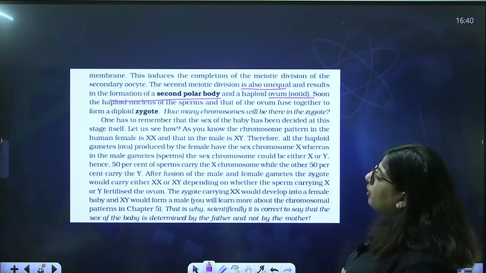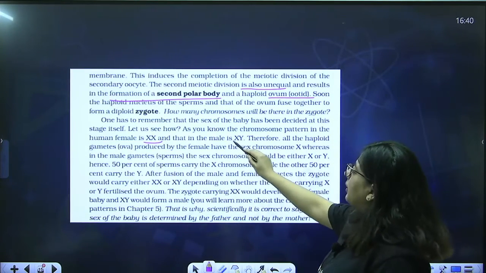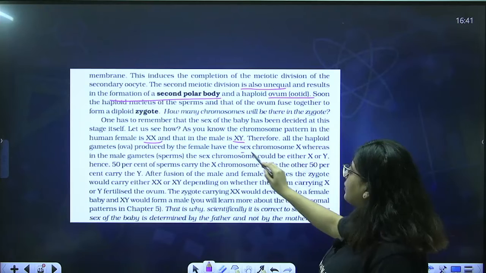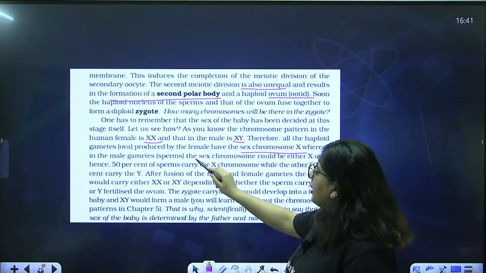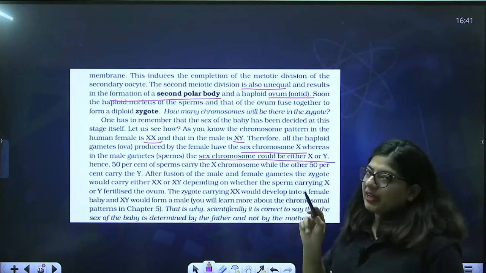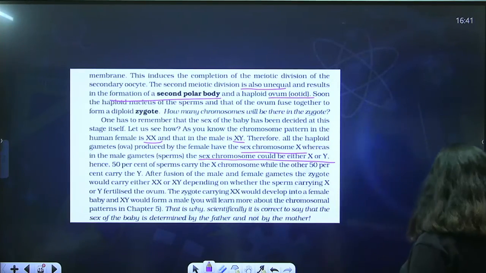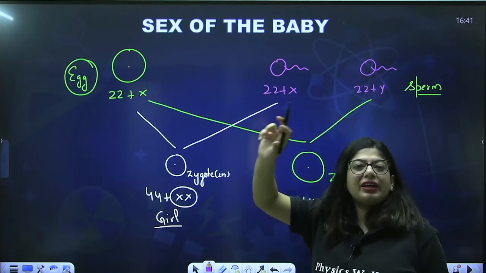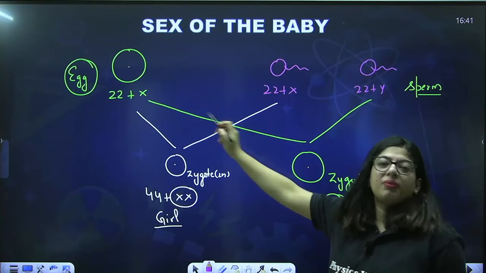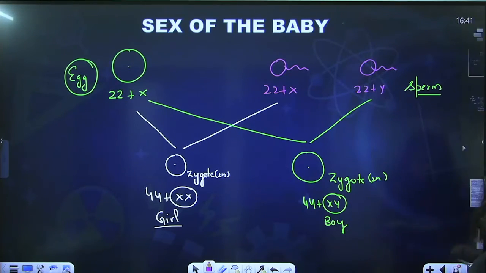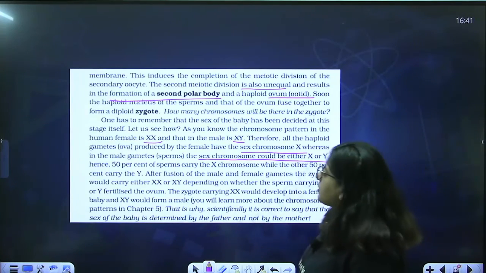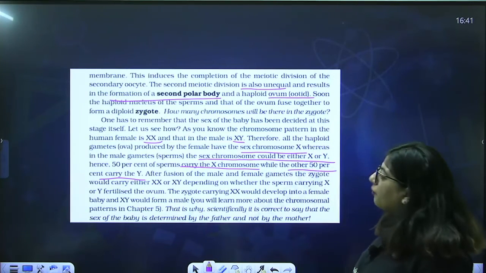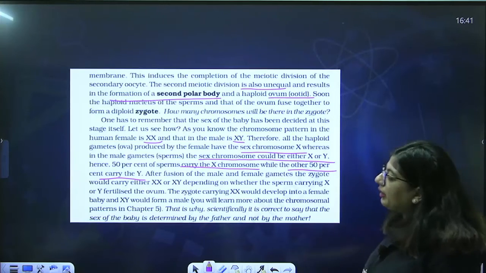As you know, the chromosome pattern in the human female is XX and that in the male is XY. Therefore, all the haploid gametes formed by female have the sex chromosome X, whereas in the male gamete, the sex chromosome can either be X or Y, right. So I have told you the male can produce either, and female will always produce X. So, probability of getting X chromosome in female is 100%, but in male it is 50-50%. So, this is going to be your next line. Hence, 50% of sperm carry the X chromosome while the other 50% carry Y. After fusion of male and female gametes, the zygote would carry either XX or XY.